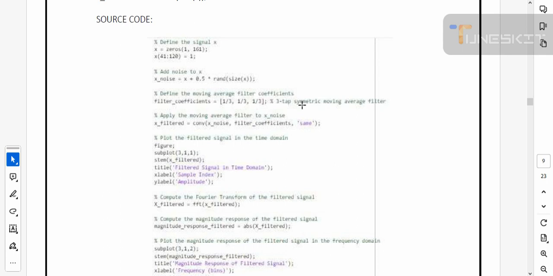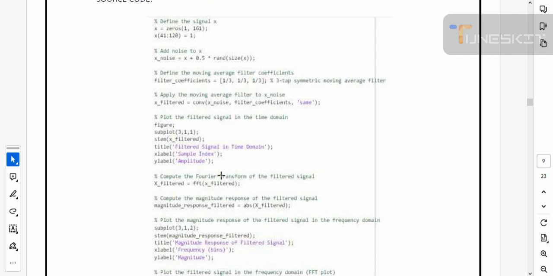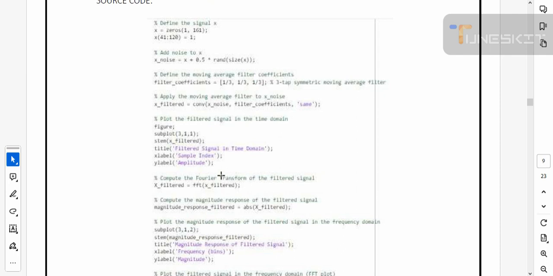The last one in this part is also the same as above. We define the function x equal to zeros, ranging from 1 to 161. First of all, we add noise to the x. Then define the moving average filter.